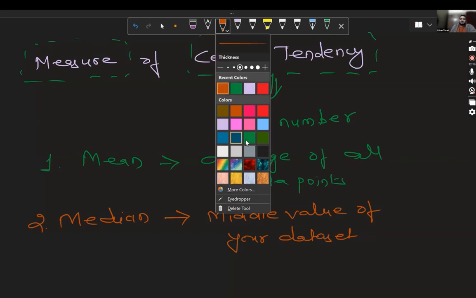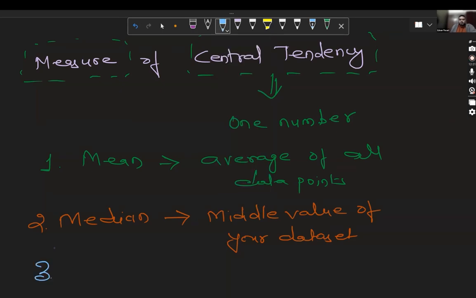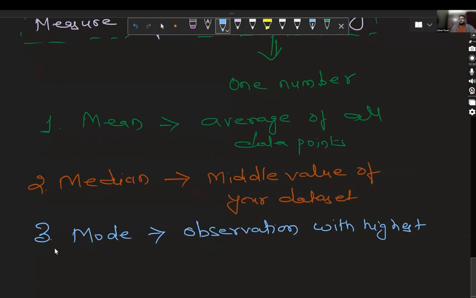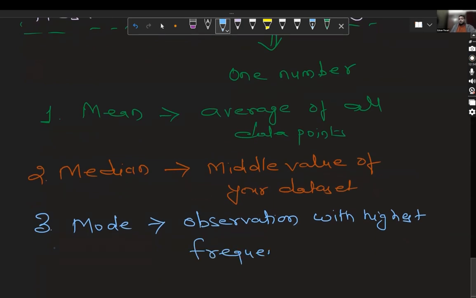And what is the third? The third one we have here is, let me choose the color, mode: the observation with the highest frequency. Don't worry if all these sound like remote words or alien words. I'll go through multiple examples so that all of you get these concepts really well by the end of this session. So let's deep dive into some examples.